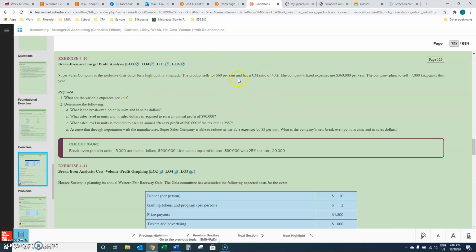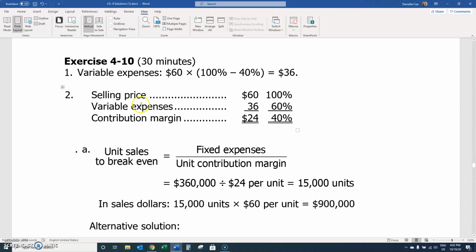So we're given the sales per unit, and we're given a contribution margin ratio, and we need to work out variable expenses per unit. So if the contribution margin ratio is 40%, that means the total of the contribution margin ratio and the variable expenses is going to be a total of 100. So if it's 40% for contribution margin, it's 60% variable expenses. So $60 times 60% is $36.